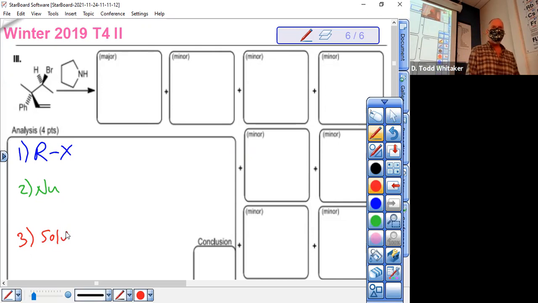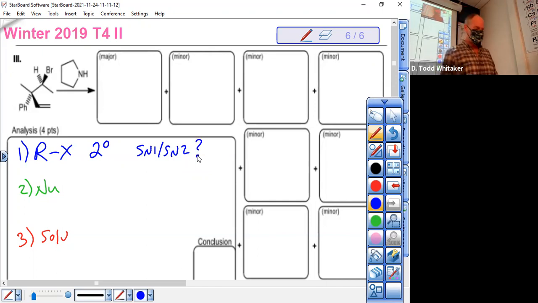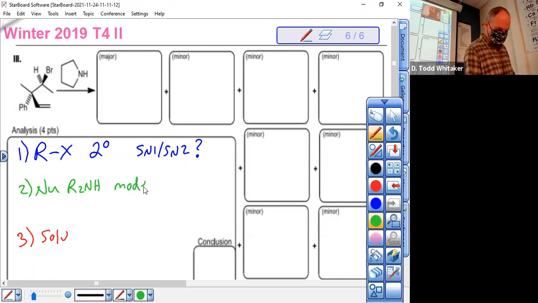The X is bromide here. The carbon is currently secondary. Secondary, SN1, SN2, question mark. I don't know. Nucleophile, R2NH. Strong, medium, or poor? Medium or moderate. You are still at that stage of indecision.